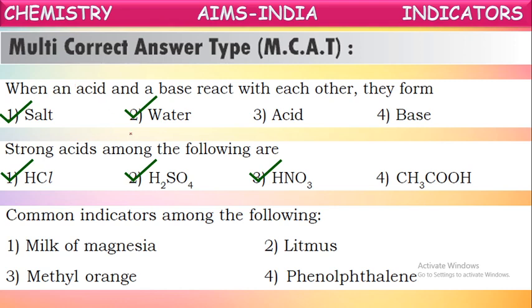Whereas litmus is one of the indicators, and methyl orange is also an indicator. Even phenolphthalein is also an indicator. Phenolphthalein and methyl orange are synthetic indicators, whereas litmus is a natural indicator. Anyhow, these three are indicators, whereas milk of magnesia is a base.